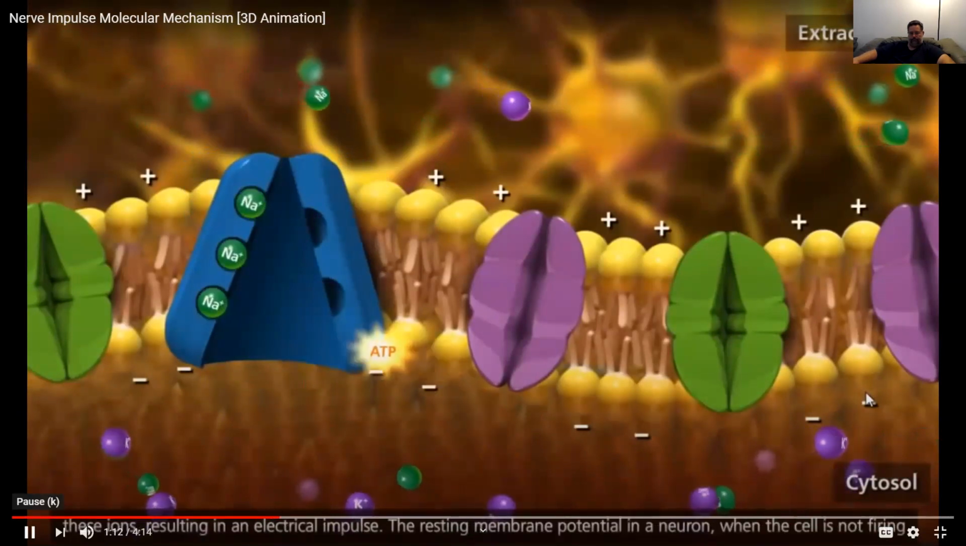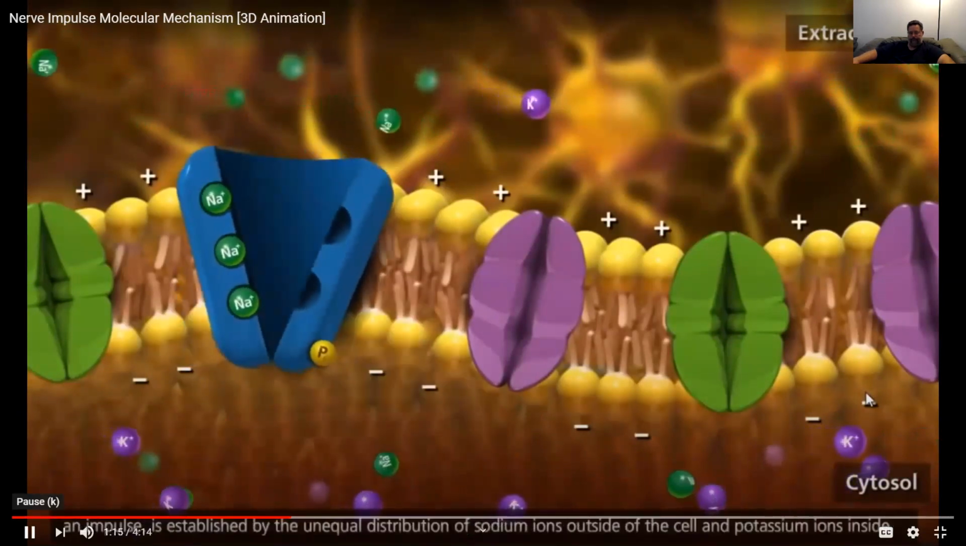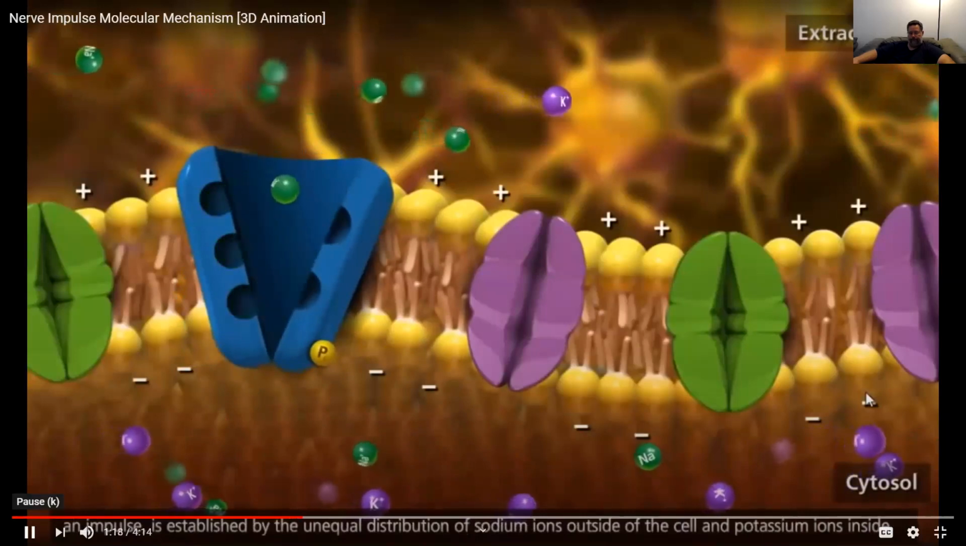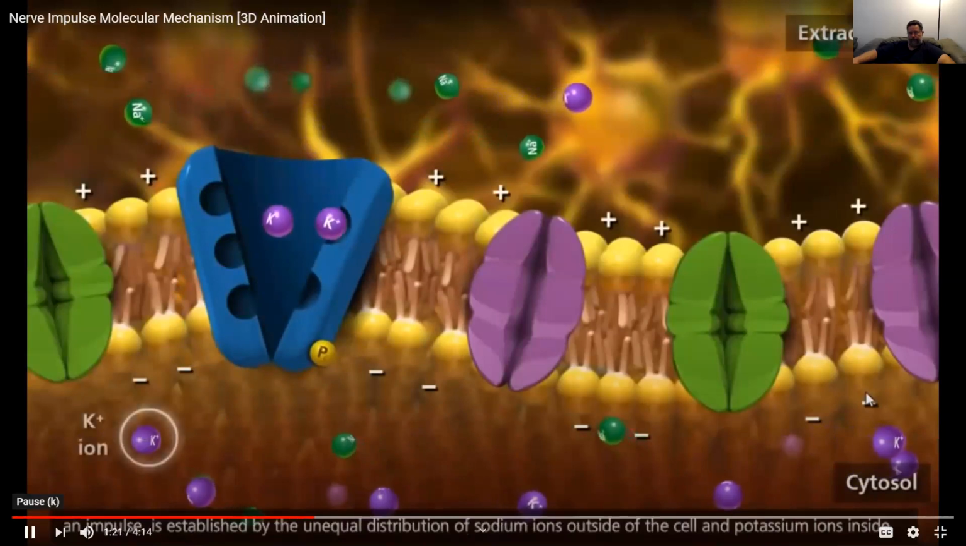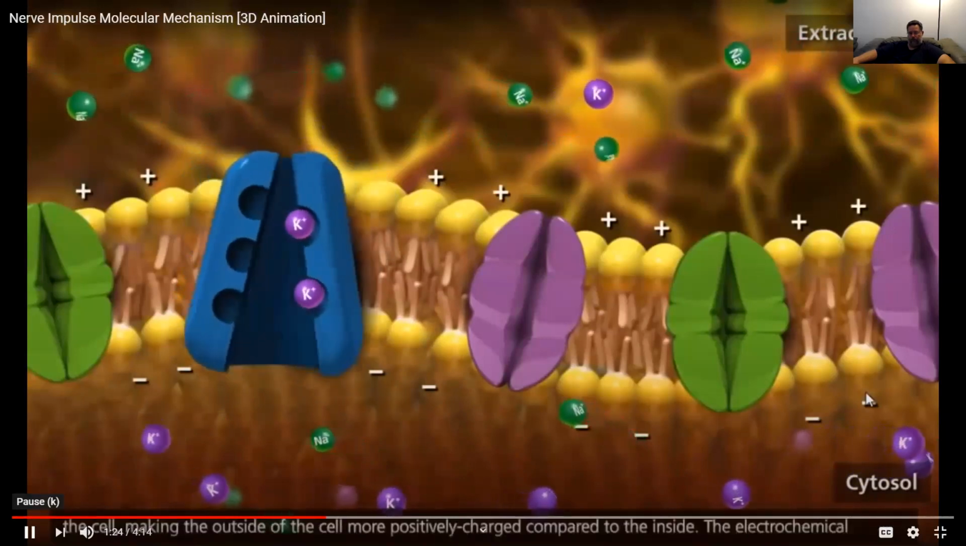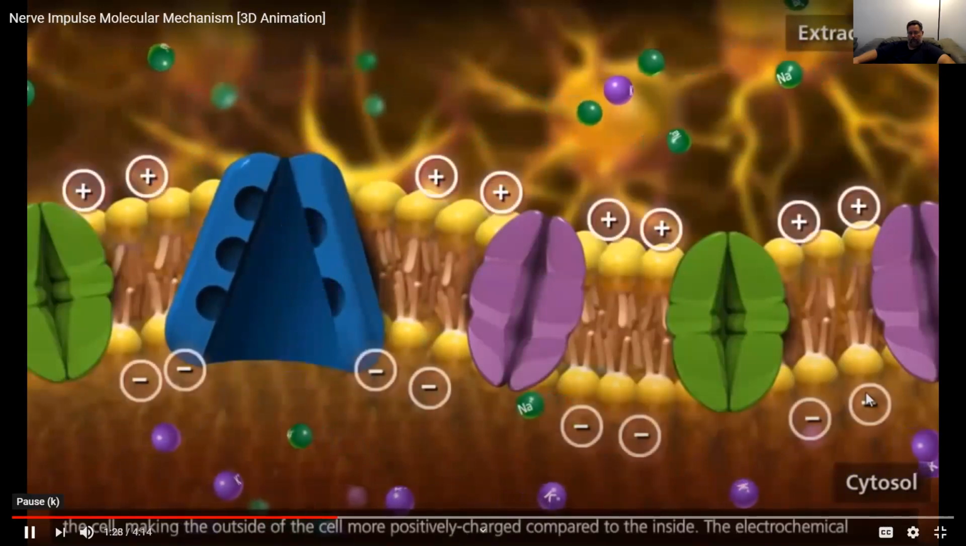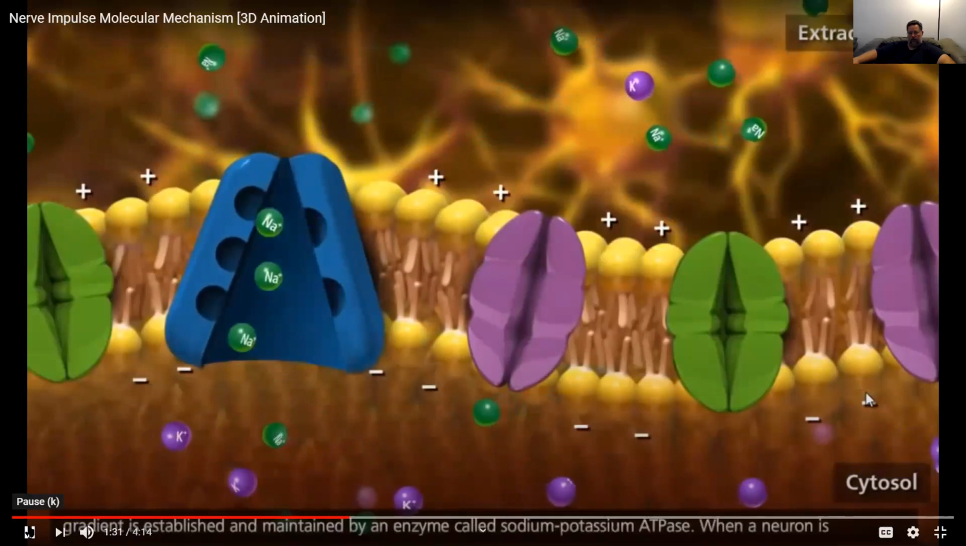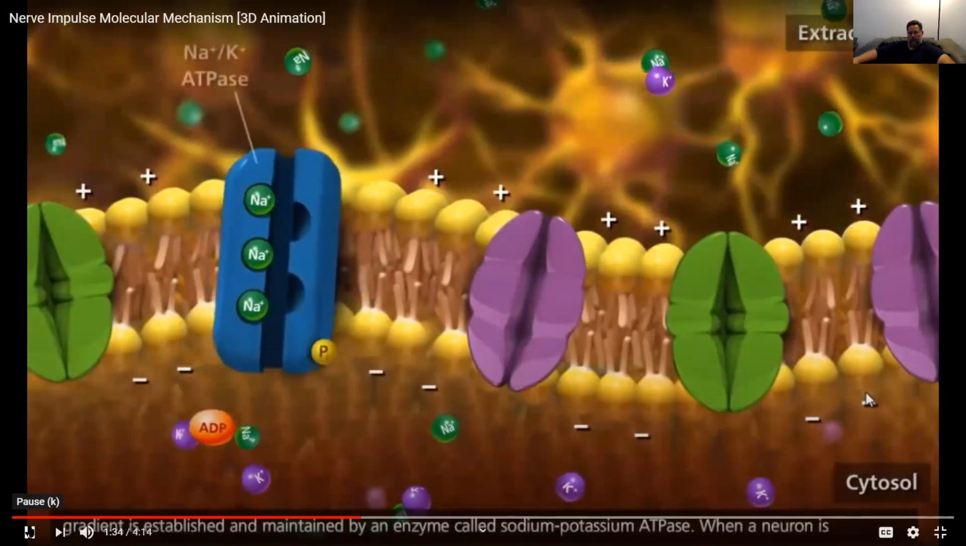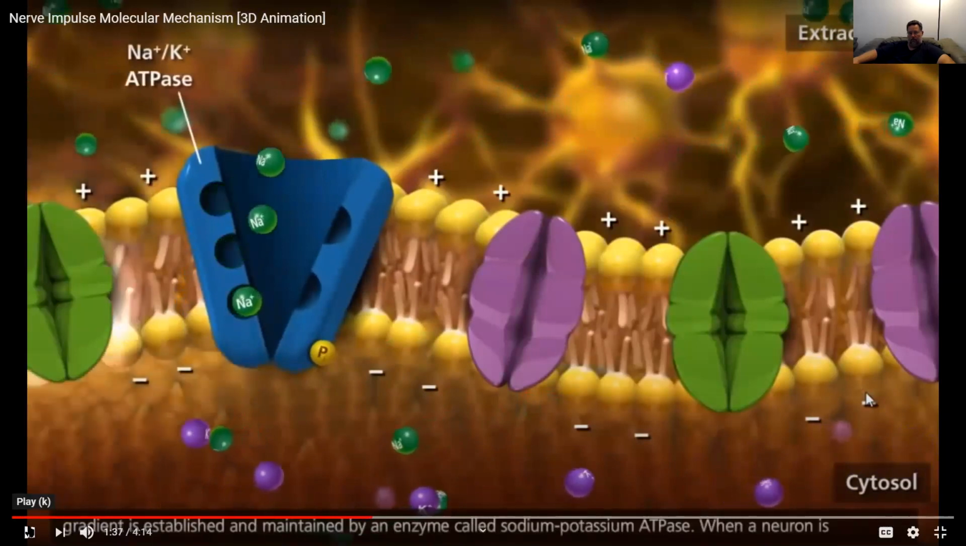The resting membrane potential in a neuron, when the cell is not firing an impulse, is established by the unequal distribution of sodium ions outside of the cell and potassium ions inside the cell, making the outside of the cell more positively charged compared to the inside. The electrochemical gradient is established and maintained by an enzyme called sodium-potassium ATPase. So this is a sodium-potassium pump, and remember, the ATPase breaks down ATP to ADP. So where else have you seen ATPase? The myosin heads, right? And that was in muscles.